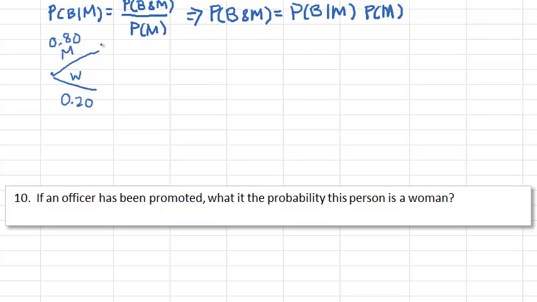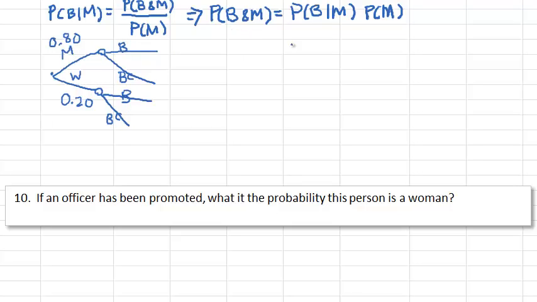Now, from these branches, we're going to have conditional probabilities. Here, for instance, you're given that you have a male officer, and now we talk about the probability that the officer was promoted or not. So it's B for promoted and not promoted. And the same thing for women. Given a woman officer, you could have a promoted woman officer or a non-promoted woman officer.